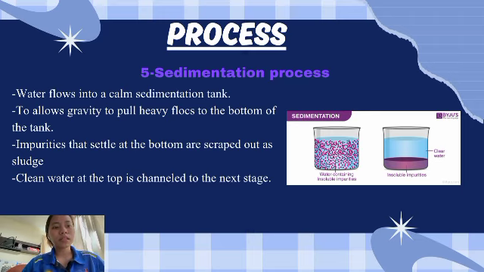It is the sedimentation process. Based on the slide, the process follows these four main stages. First, inflow. Water flows into a calm sedimentation tank where movement is minimized. Second, settling. Gravity pulls heavy particles known as floc to the bottom of the tank. Third is removal. Impurities that settle at the bottom are scraped out as sludge. And the outcome: the remaining clean water at the top is channeled to the next stage.